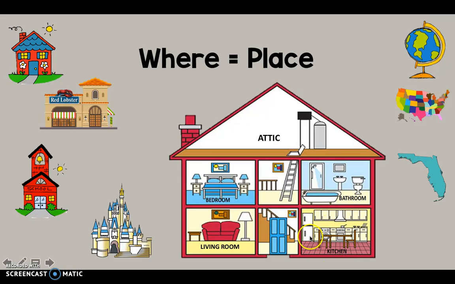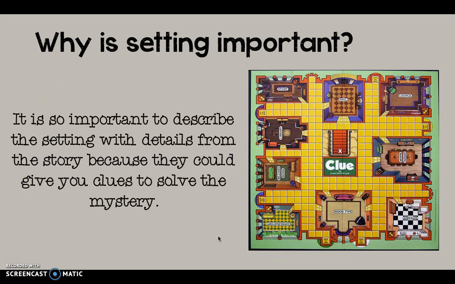You can even be more specific. If it happened in the living room, what's on the walls in the living room? What color is the sofa? Is it comfy or is it really hard to sit on? Be very specific with your details.